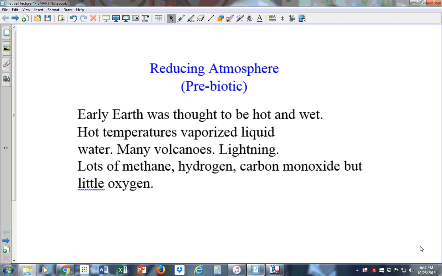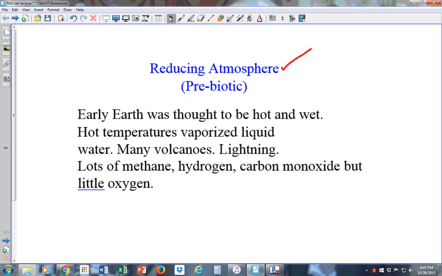Well, let's first of all talk about what the Earth looked like a long, long time ago. Hundreds of millions of years ago, before there was life or cells, what did the Earth look like? It's what we call a reducing environment, very, very different than what we have today. We have an atmosphere that pretty much consists of nitrogen and oxygen. Not so long ago.